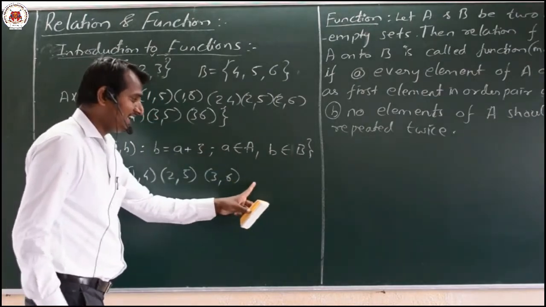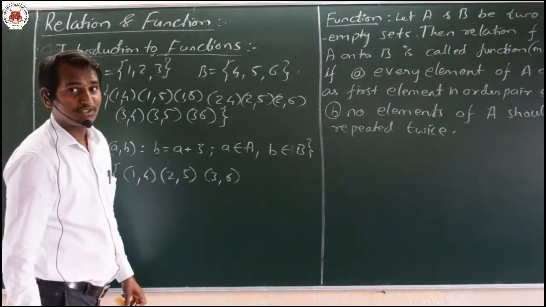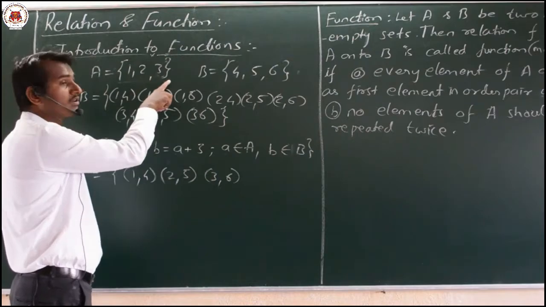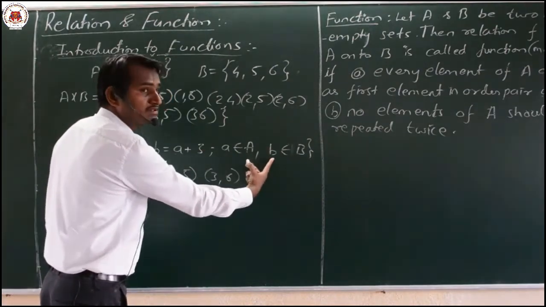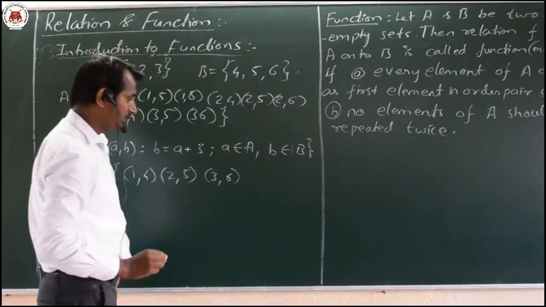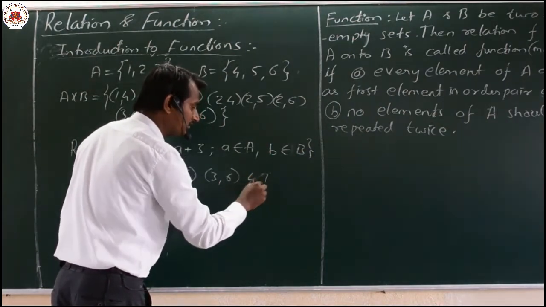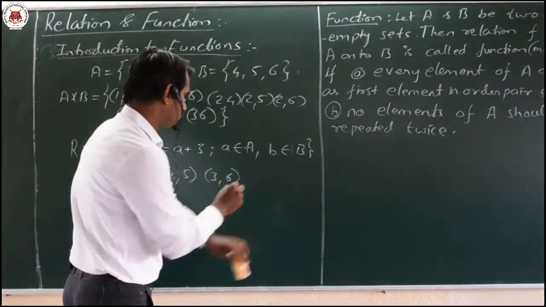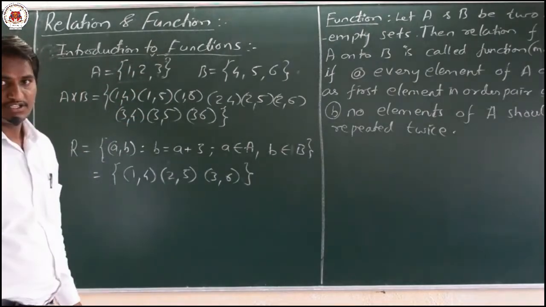Now if I take a as 4, can I take a as 4 here? Why can't I take 4 here? Because the set A includes only 3 numbers, 1, 2, 3, and the small letter a belongs to A and the small letter b belongs to the set B. Therefore I can't write 4, 4 plus 3 that is 7. That is totally absurd, we can't write it. This is nothing but our relation.